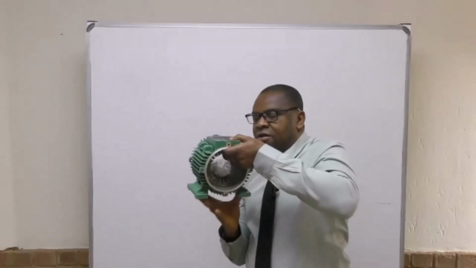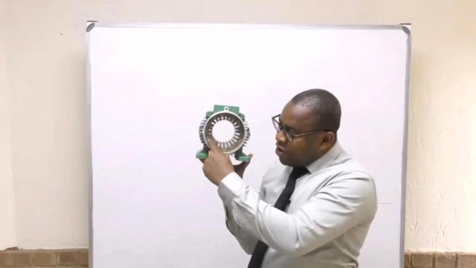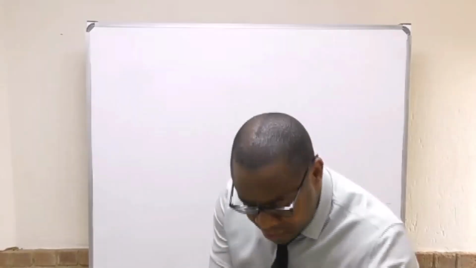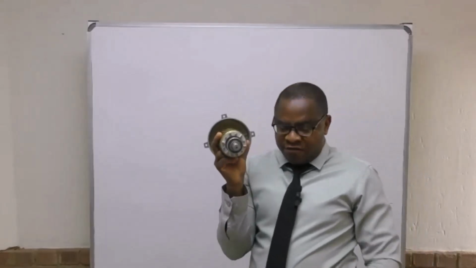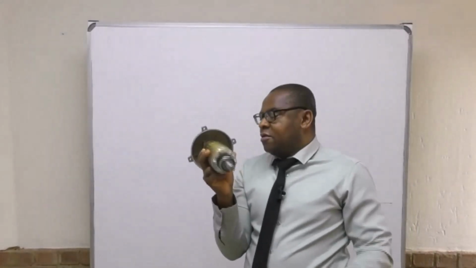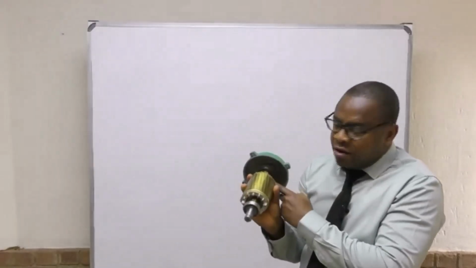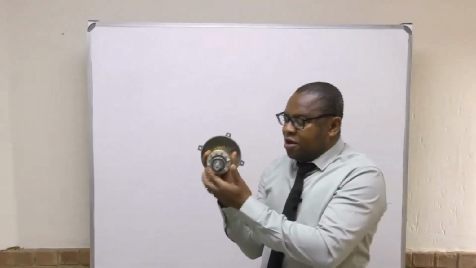So this is an induction motor. This is the stator, and this has the slots where you get the windings. And then we have this, that's a rotor, the rotating part of this motor. Here you can see there's a bearing, and also a bearing here.